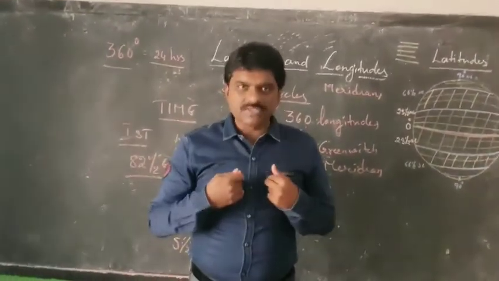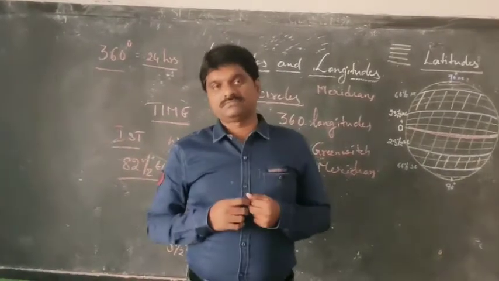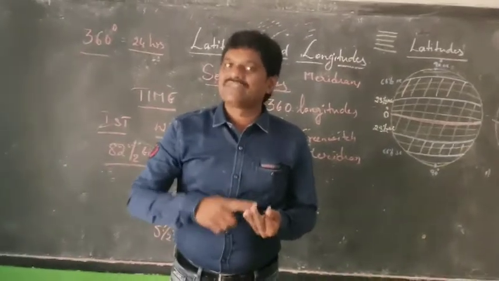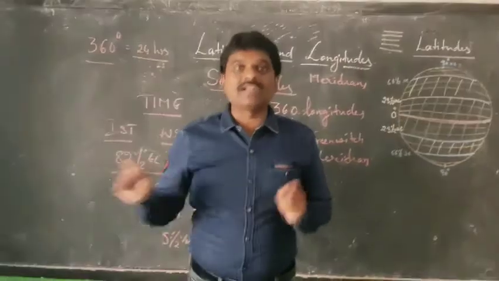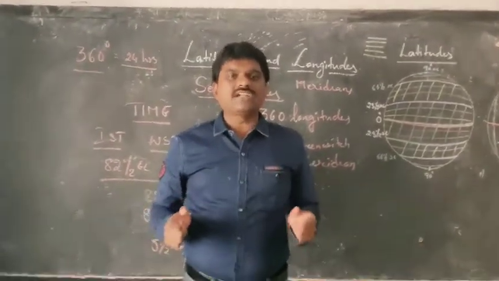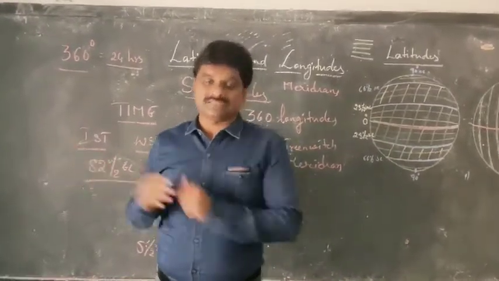Now our time is 9. The time in London will go back 5.5 hours: 8, 7, 6, 5, 4, 3:30. Now the time in London is 3:30. That is based on the calculation of how many longitudes the sun's rays have to pass.